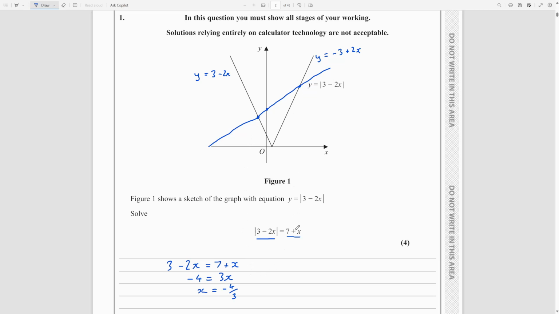This solution here will be where the negative bit, the bit that's been modded, which is minus 3 plus 2x, intersects with 7 plus x. I can subtract x from both sides, add 3 to both sides, and there are my two solutions. x is minus 4/3 and x equals 10. Notice they did not say find the coordinates, so I don't need to bother with y values. They just said solve this equation, which is just x's. So there's question 1.